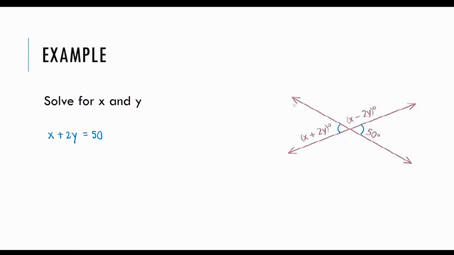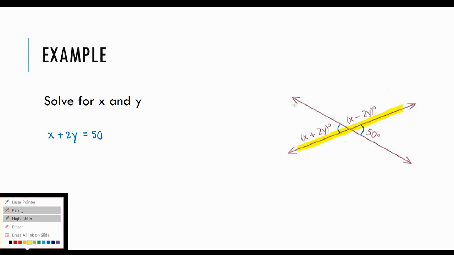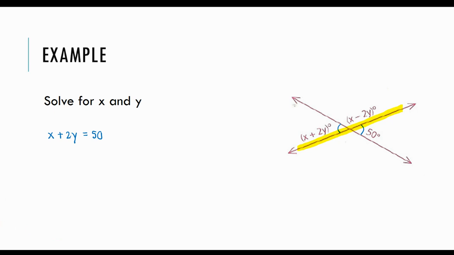So we can't assume anything else is congruent. However, what we can assume about angles are that we have some straight angles. There are actually several straight angles in this picture, one of which I'm highlighting right here. The angle that I just highlighted is made up of two angles. Put those two angles together, they have to equal 180. So my second equation is x plus 2y plus x minus 2y is going to have to equal 180.